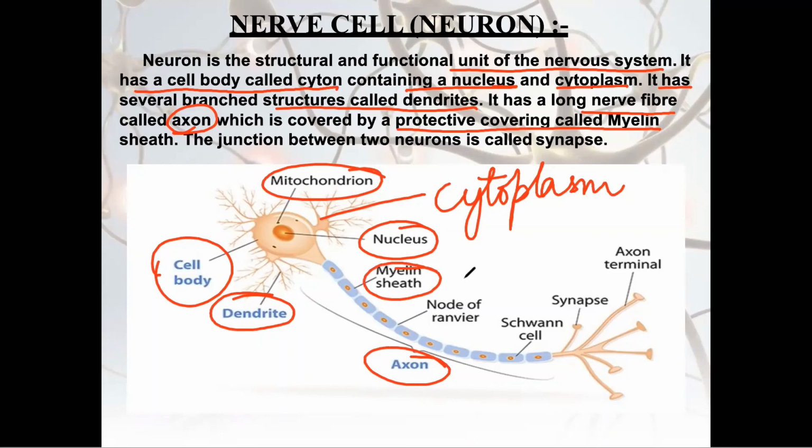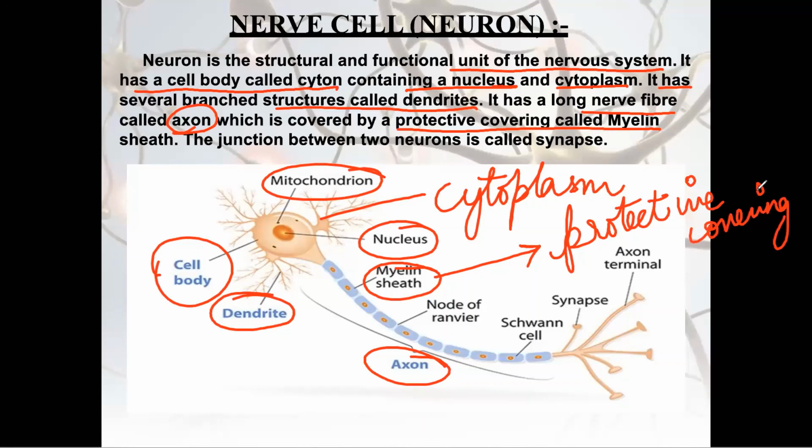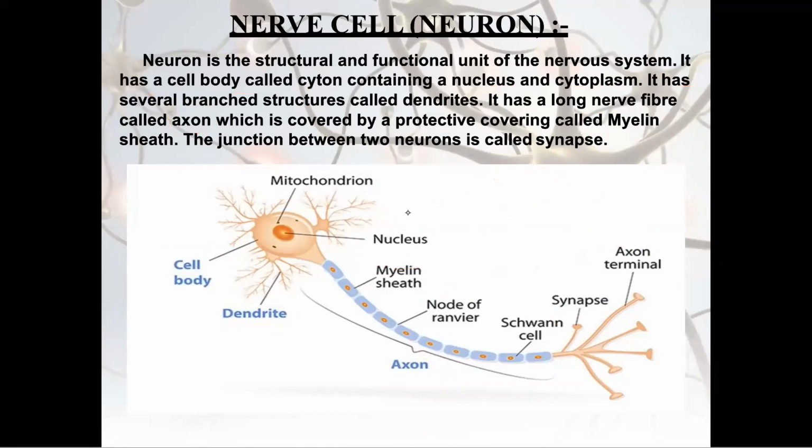The myelin sheath is a protective covering that protects the neuron from damage. And finally, it has a junction which is known as a synapse, right? Here is a synapse, and you can see an axon terminal. So this is the unit of the nervous system, the neuron.